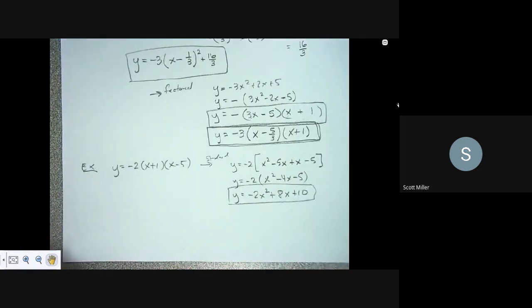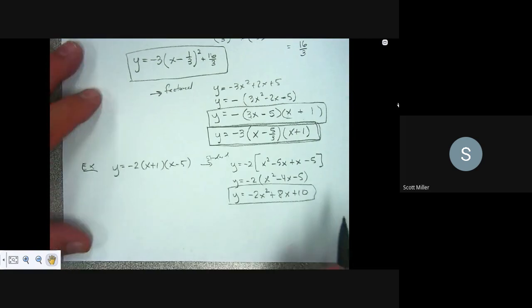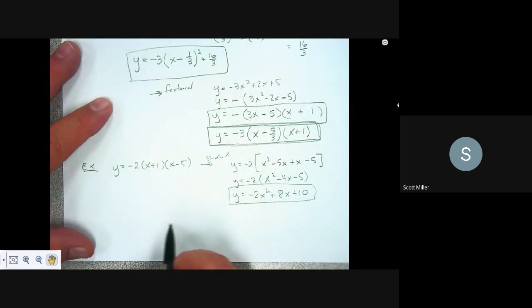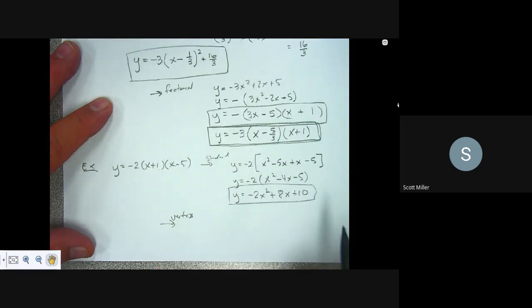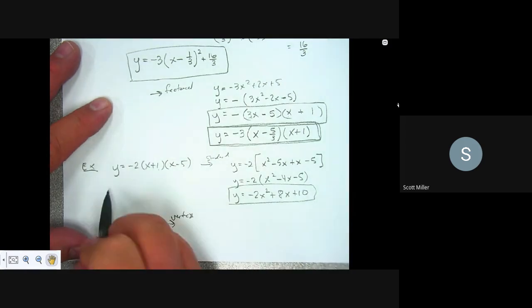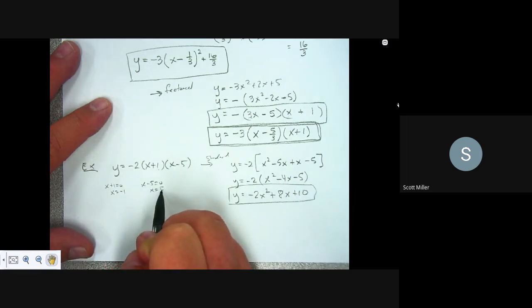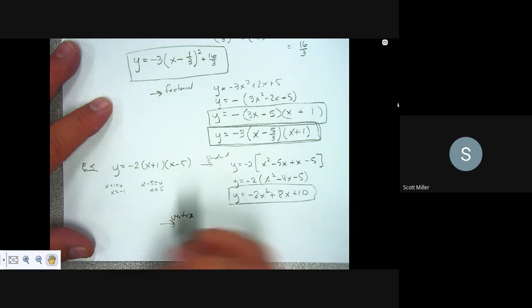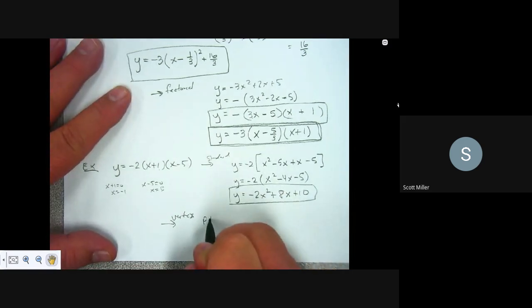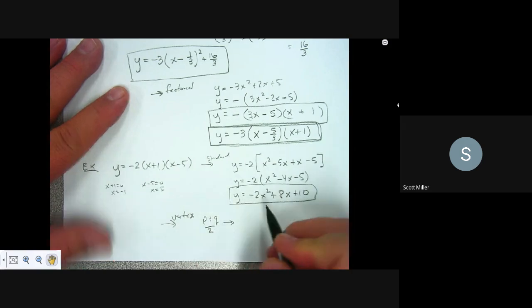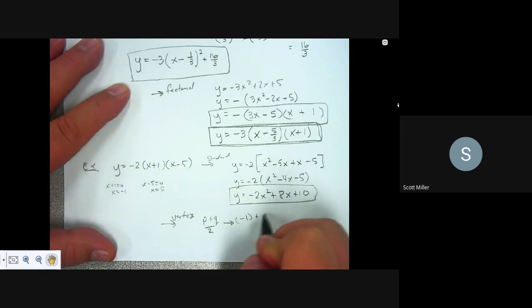Can I go to vertex form? Yes, I can. Can I go from here to a vertex form? Well, to go to vertex form, I need the vertex. So what is the number that makes each factor 0? So x plus 1 equals 0, so x equals negative 1. X minus 5 equals 0, so x equals 5. So there's P and there's Q. So my x-coordinate of the vertex is going to be P plus Q divided by 2. So I'm going to get negative 1 plus 5 divided by 2, which is 4 divided by 2, which is 2.